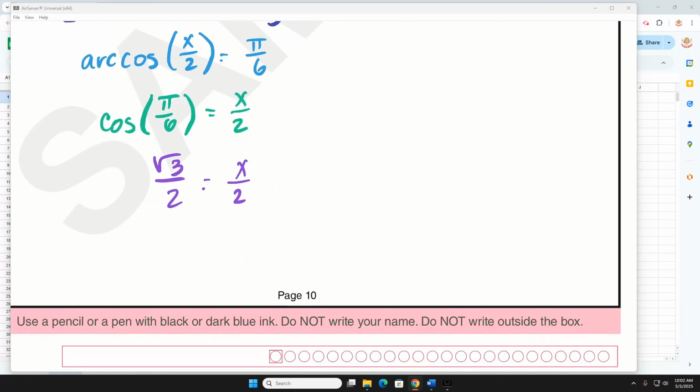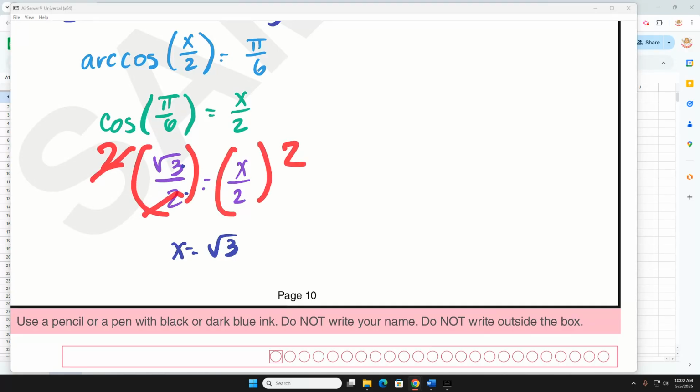Can you guys just look at that and tell what x is? What's x? Square root of 3. So if square root of 3 over 2 is equal to x over 2, then x is the square root of 3. If it's a more difficult question, you would just multiply by 2, and you would still get square root of 3, however you need to do it. All right, y'all, okay?